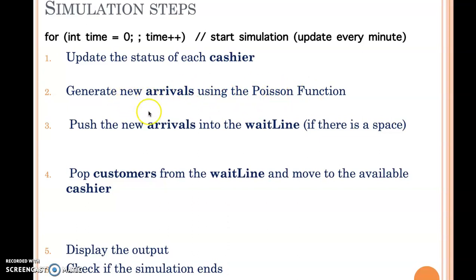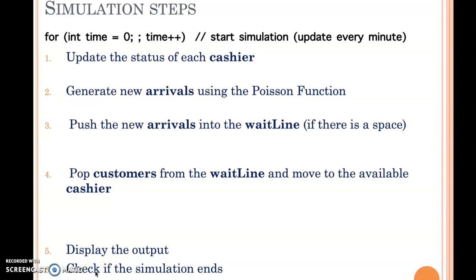So then after you have new arrival, we need to check the waiting line if there is a space. So I will push the new arrival into the waiting line, become a customer. So that's step 3. So then afterward, right, so step 4 is after you have customer in waiting line. So then if any cashier is available, I need to pop the customer from waiting line. So then I will move to the cashier. So then we display the output information, because every minute we will display the information, which each cashier, what is the customer and how many customer in the waiting line. So then, right, so you see the number 6 is later we will show you when the simulation will really end.